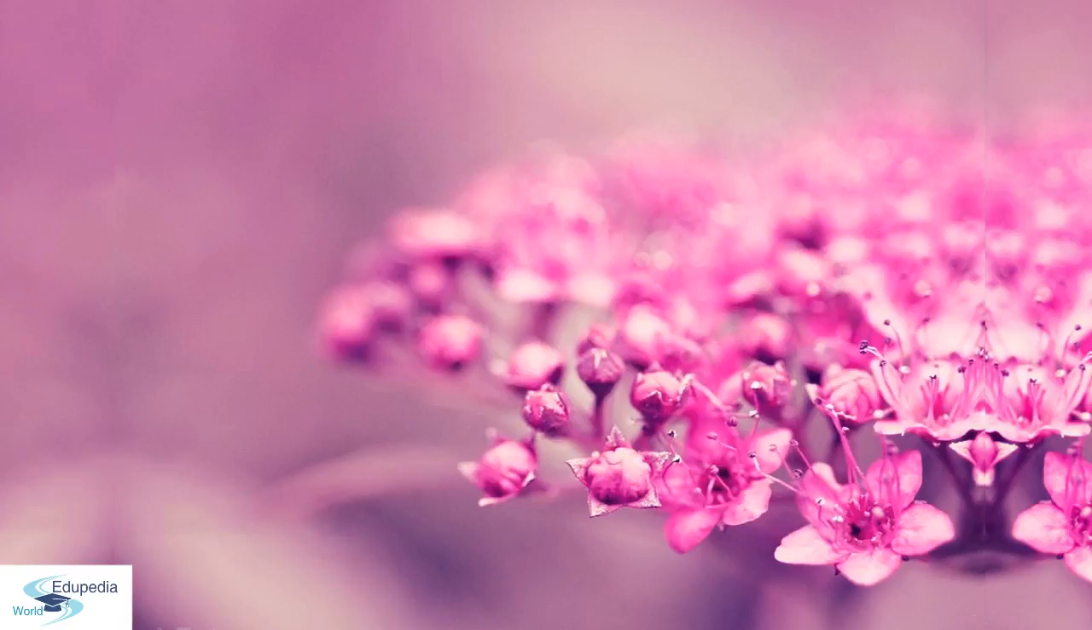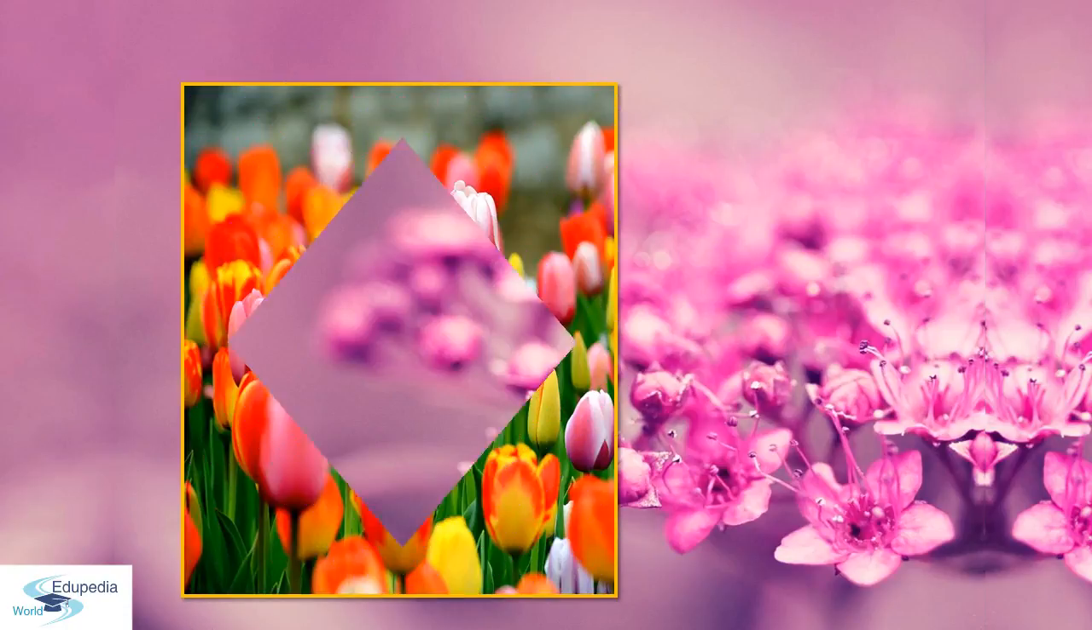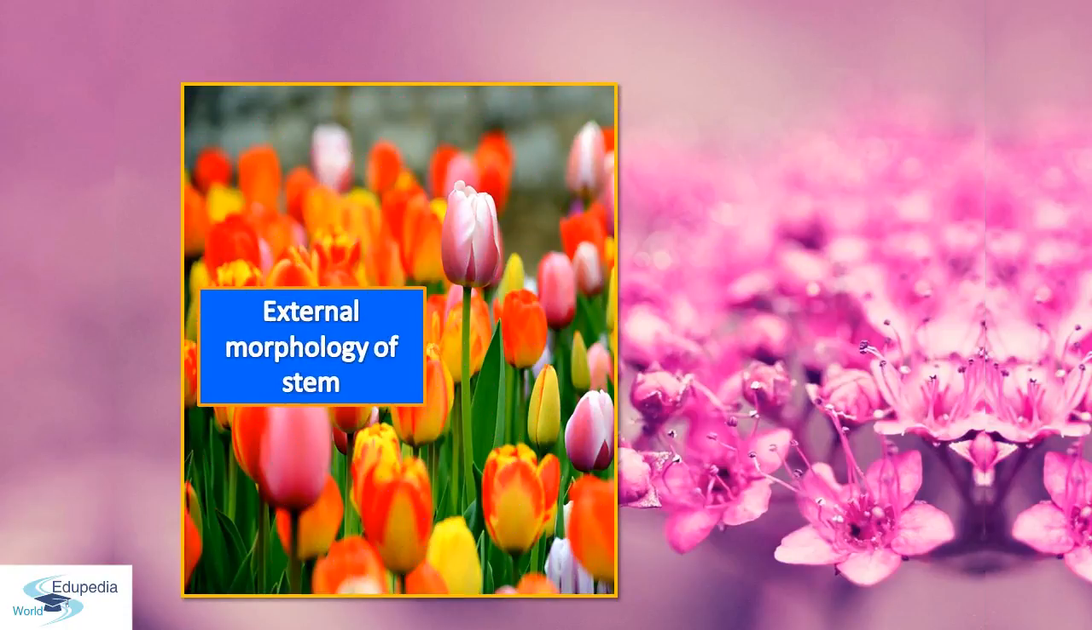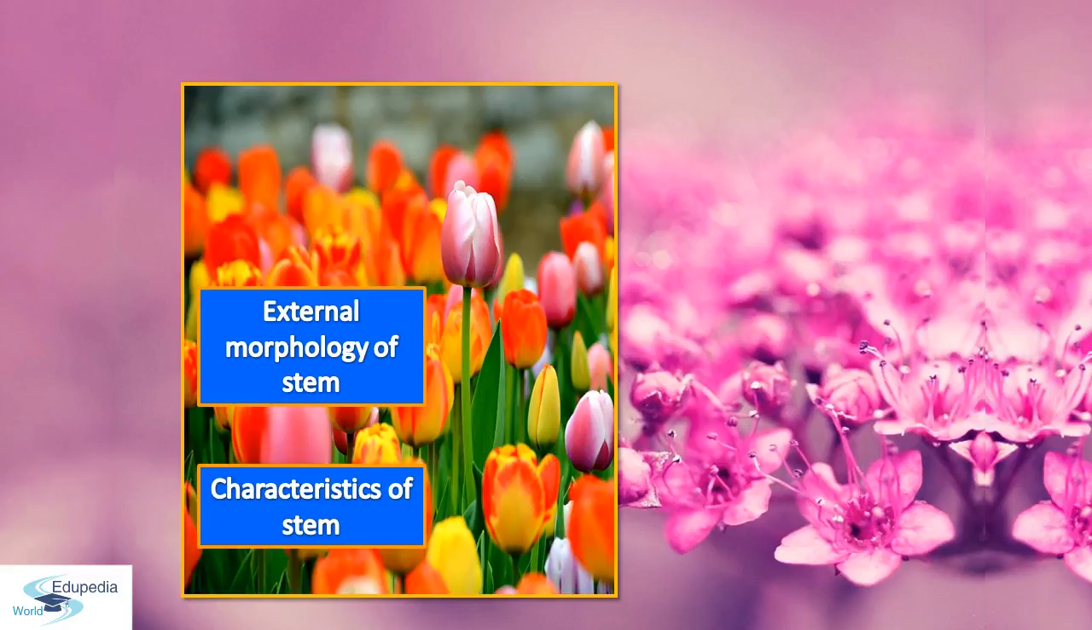My topic for the presentation is the second section of the chapter Morphology of Angiosperms. Angiosperms are also known as flowering plants, students. In this module, we will study the external morphology of a stem and the characteristics of a stem.